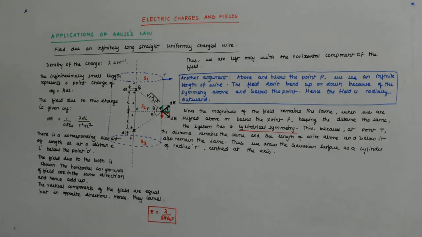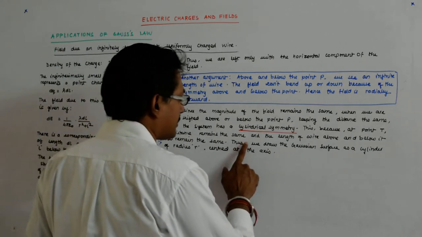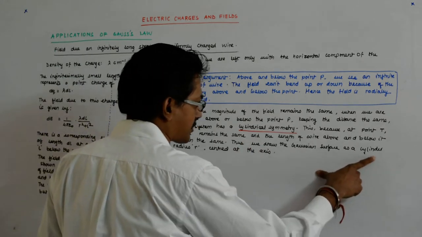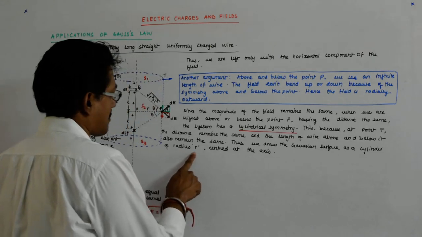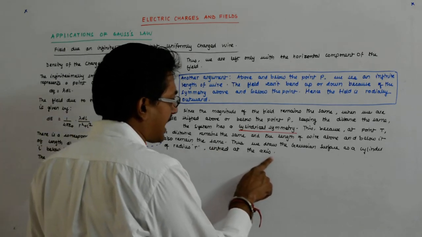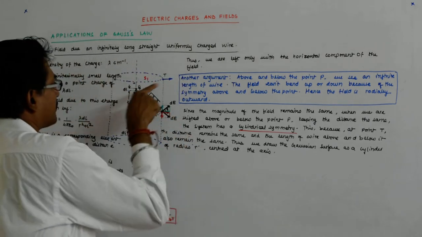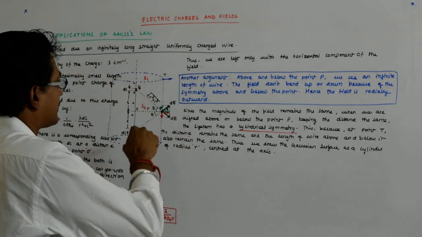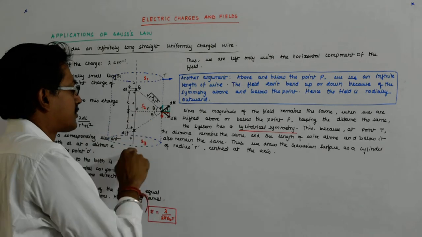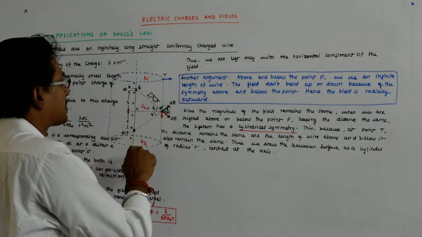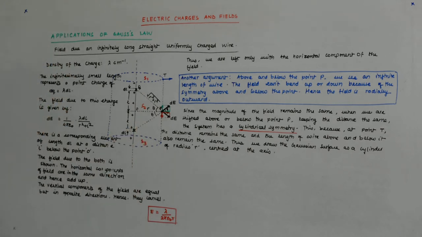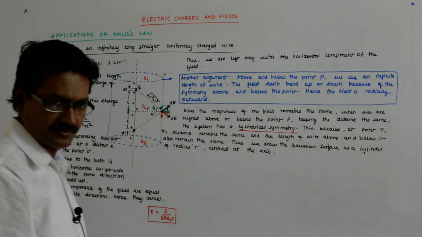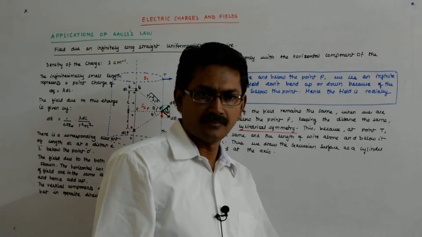Okay. So what we have done is draw the Gaussian surface as a cylinder of radius r, centered at the axis. This is the cylinder, and it has three surfaces, S1, S2, S3. S1 is the upper circular surface, S2 is the whole curved surface, and S3 is the lower circular surface, right?